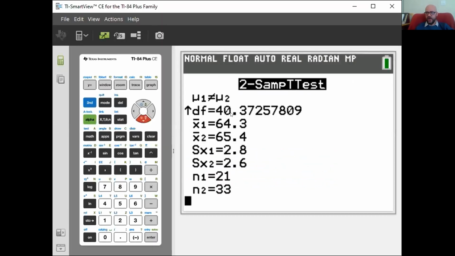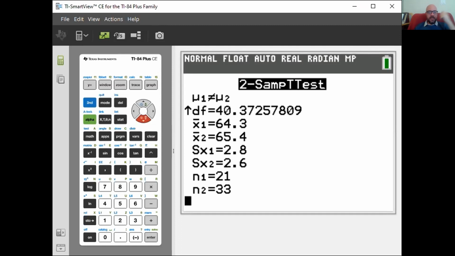Your calculator will find the degrees of freedom for you, and it's not an integer, which is weird if you learn what degrees of freedom are, and gets off into a whole other discussion, which, believe it or not, involves fractals. So we're not going to worry about that. But that number that I said you will never have to calculate by hand, you won't, because the calculator will give it to you here. So 40.37 was the number of degrees of freedom.